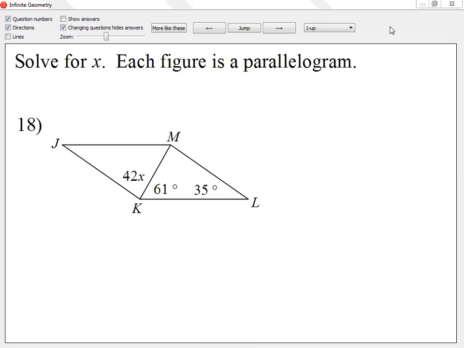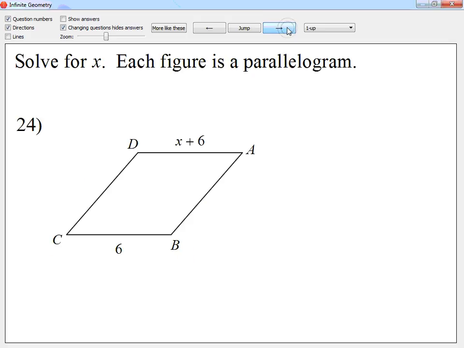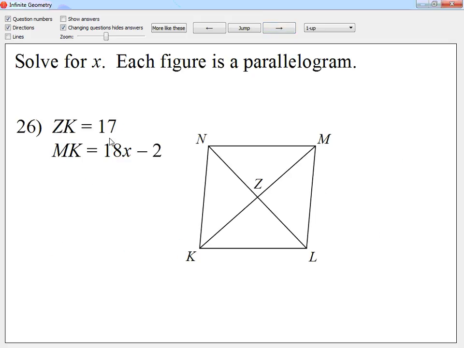Any other questions? Yes. 26. All right, let's take a look at 26. CK, so from C to K is 17. So I'm going to say this is 17. From C to M, it's also 17, because I know the whole diagonal is being cut in half.